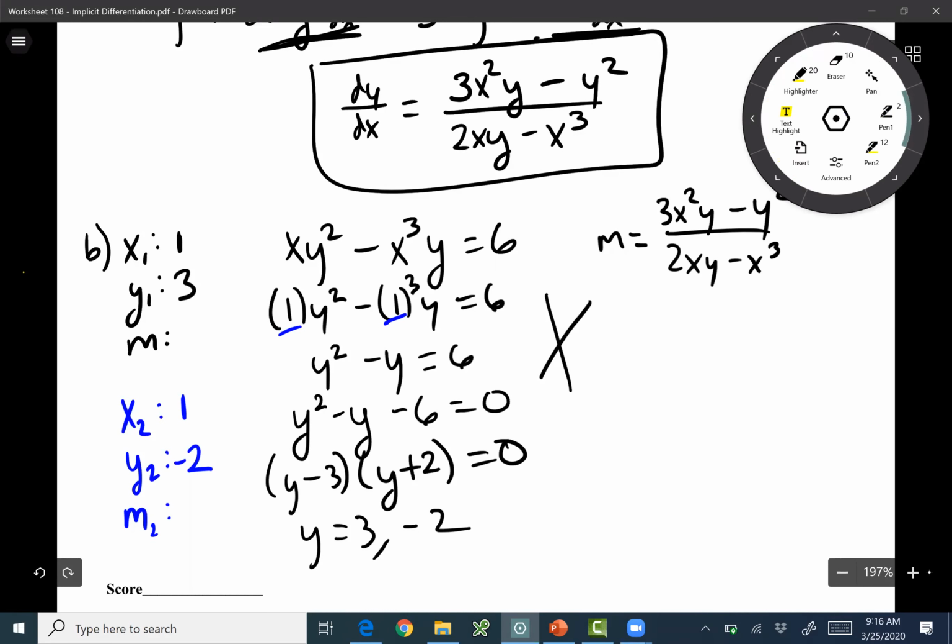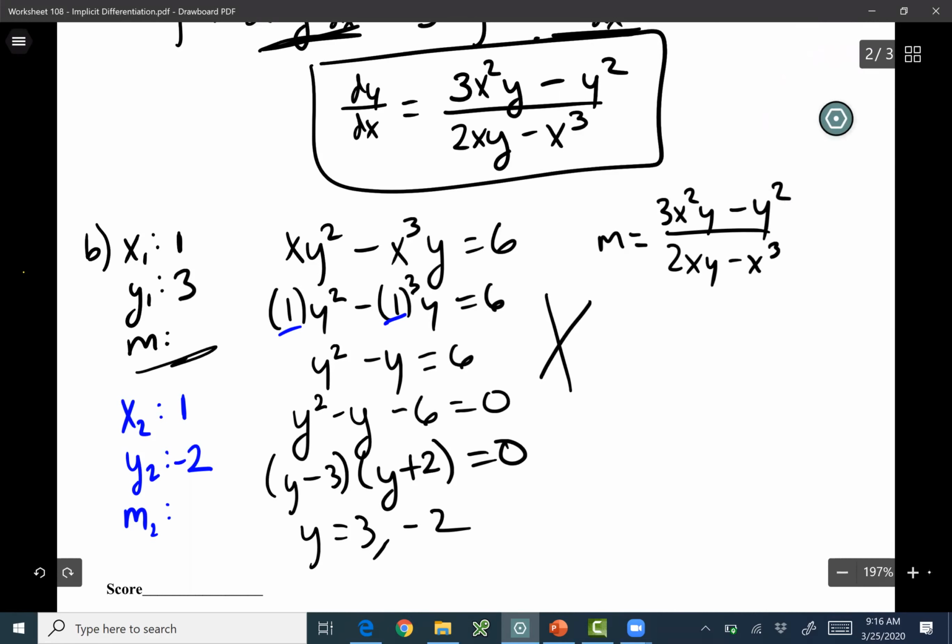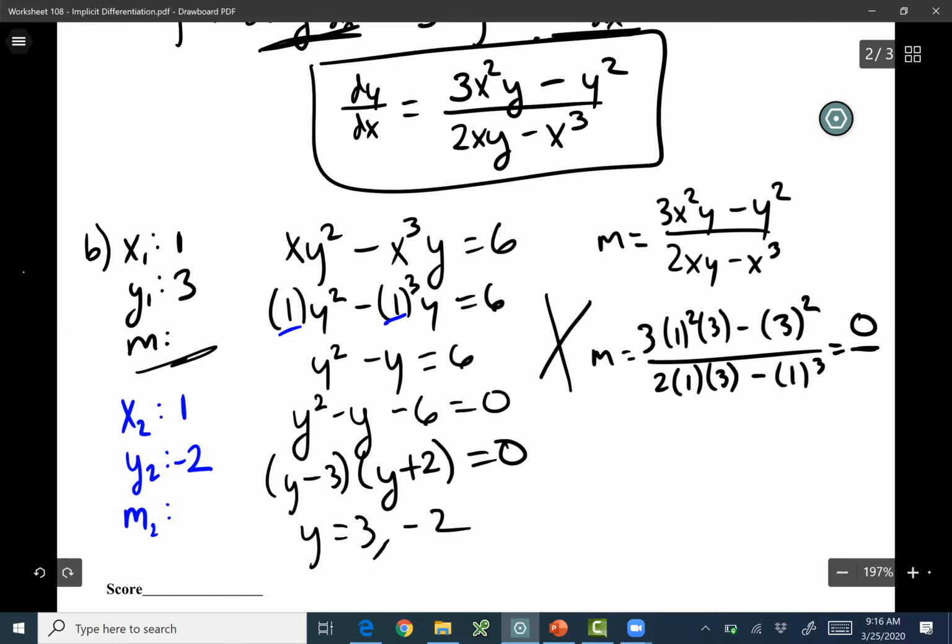So for our first guy's slope, we're going to plug in 1 and 3. So 3 times 1 squared times 3 minus 3 squared all over 2 times 1 times 3 minus 1 cubed. That gives us 9 minus 9. So in the numerator, we got 0. We just need to double check that the denominator is not 0, right? 6 minus 1 is 5. So we're going to get a slope of 0. Okay. And then for this, let's finish that one.